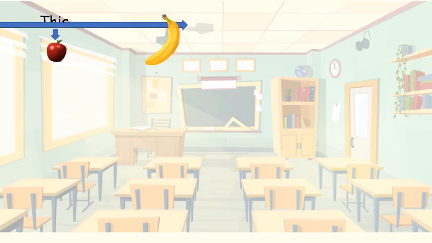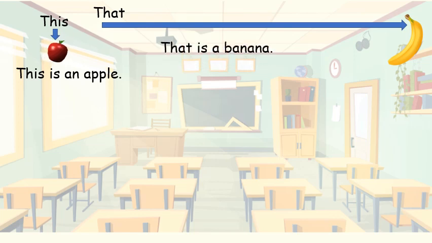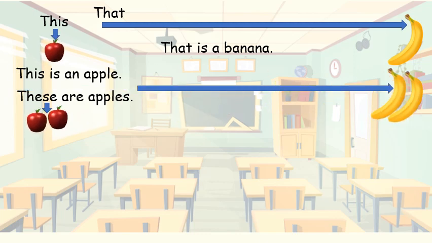This, that. This is an apple. That is a banana. These are apples. Those are bananas.